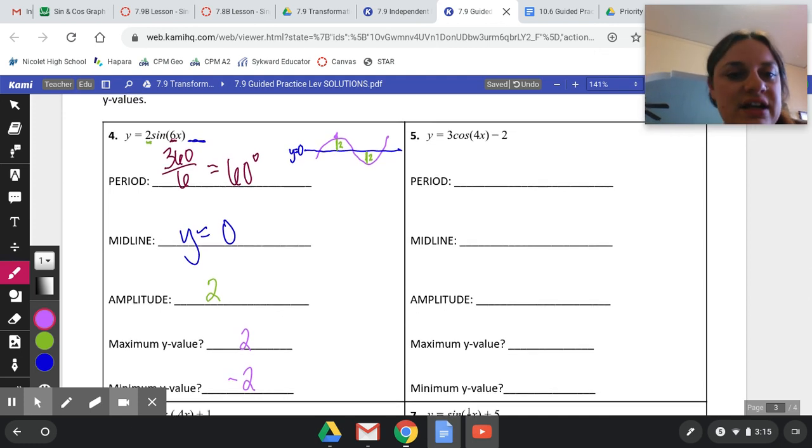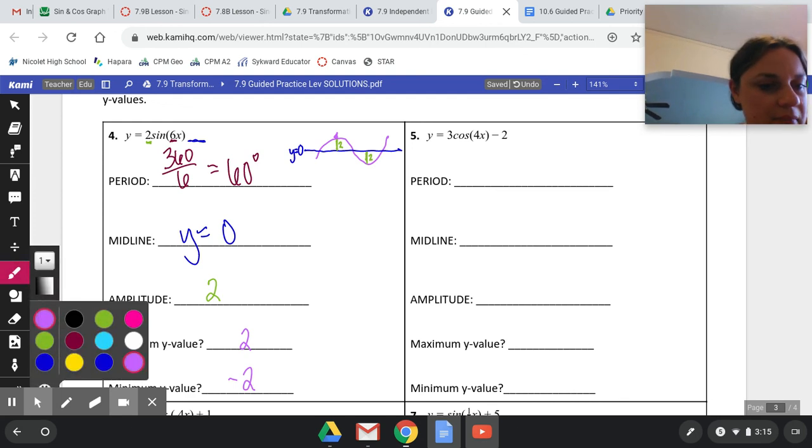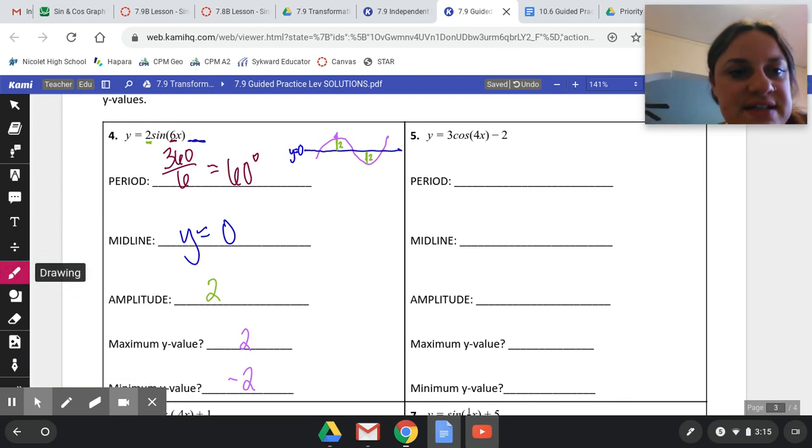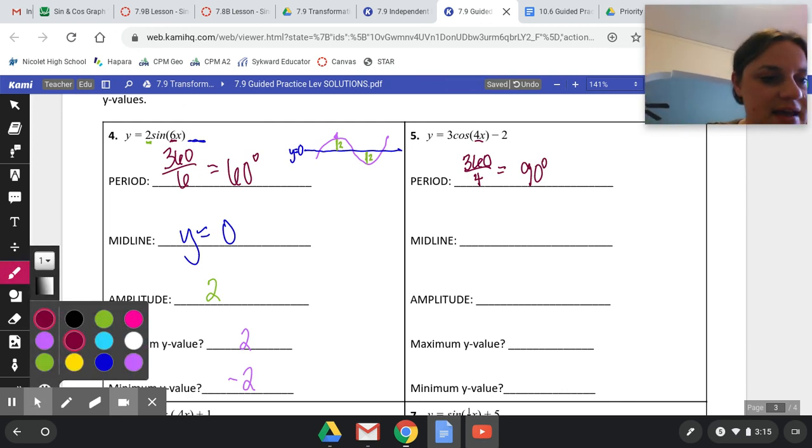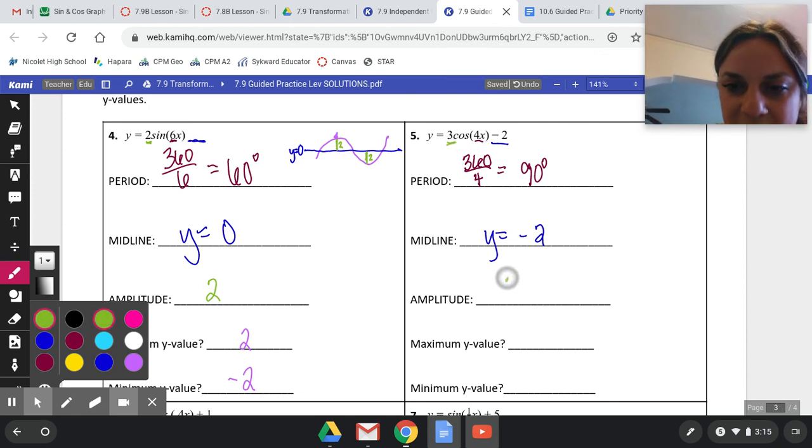So now let's take a look at another one. All right, so this one is cosine. For my cosine, period is found the same way. I am just taking 360 divided by my B value, which is 4. 360 divided by 4 is 90 degrees. So that's my period. That's when it's going to start repeating. My midline is given to me by my K value, so y is equal to -2. My amplitude is just whatever I'm multiplying by out front, so that is my 3.